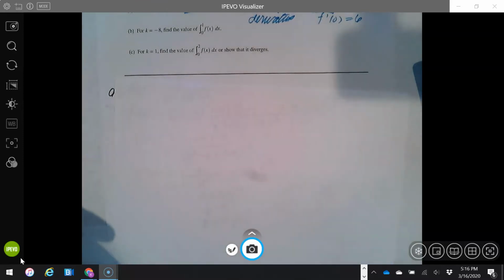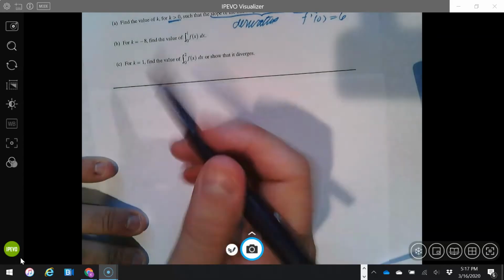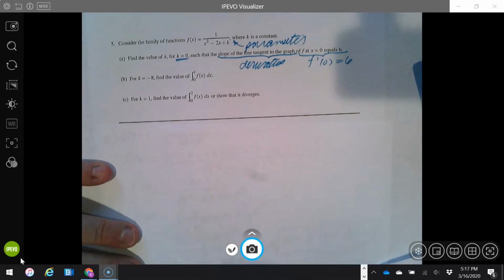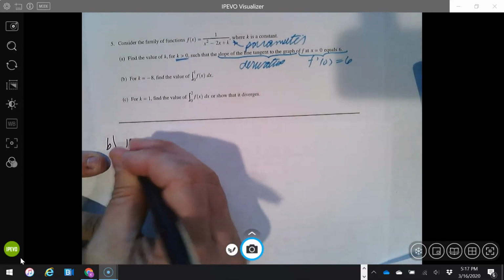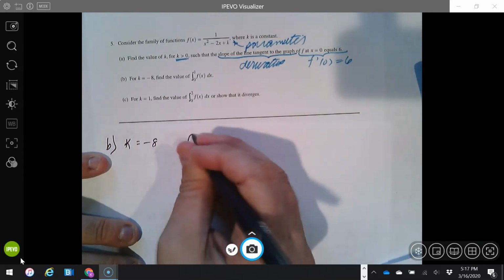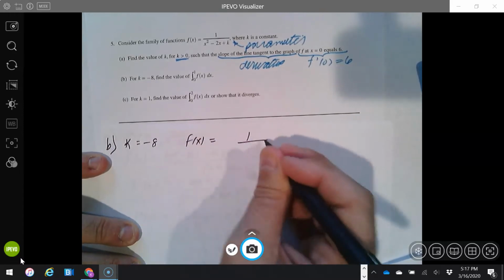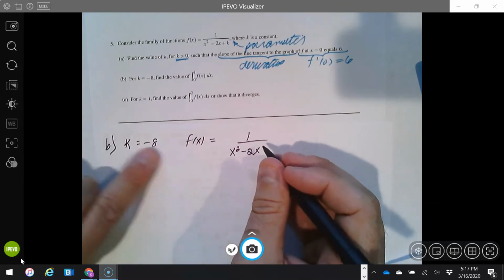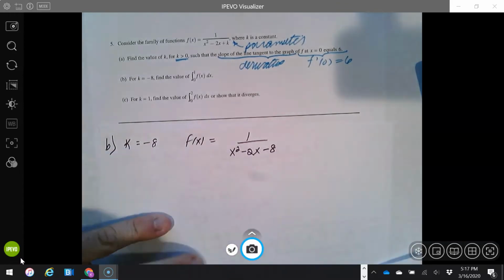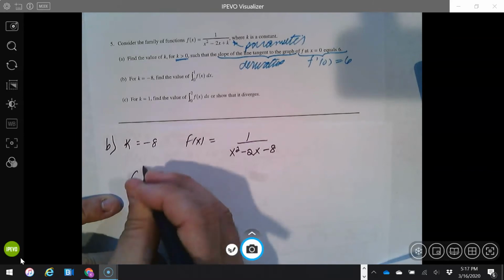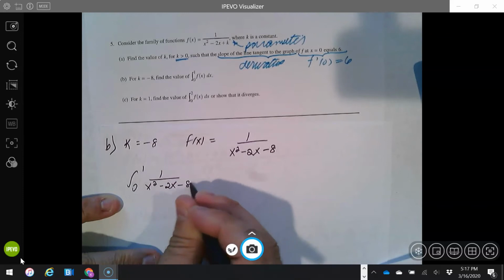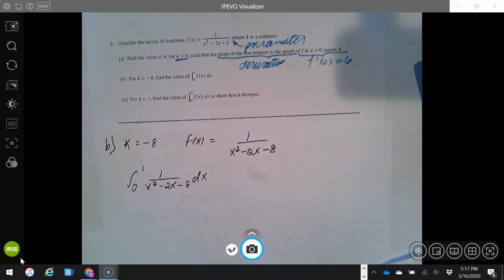part B. Part B, for k equals -8, find the value of the integral from 0 to 1. So in part B, k is -8, which means now that f of x is 1 over x squared minus 2x minus 8, and I need to evaluate my integral of 1 over x squared minus 2x minus 8.